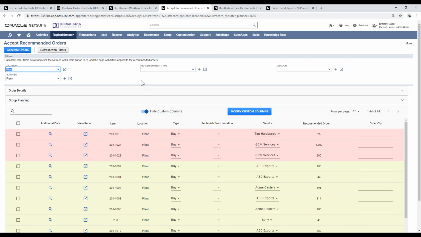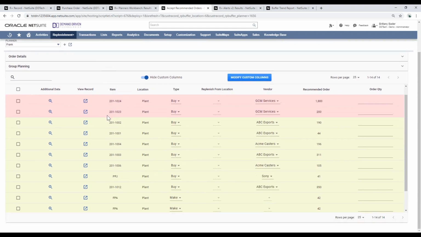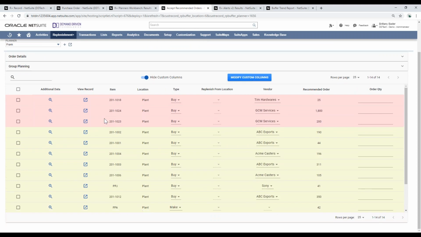You can see these filters up here at the top. These are just saved searches that are pulled over from NetSuite. So if you have a filter that you would want to search on, you can very easily add that for a customizable view. I'm filtered at Frank at the plant. And what I can see when I look at this is that it's only pulled over the items from the workbench where he has a recommended order for the day.